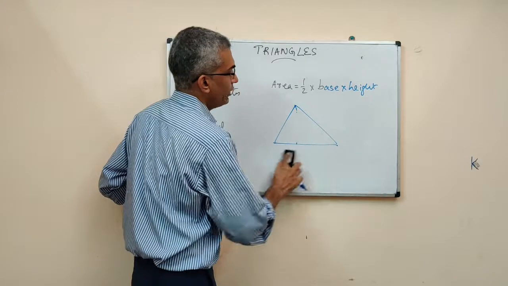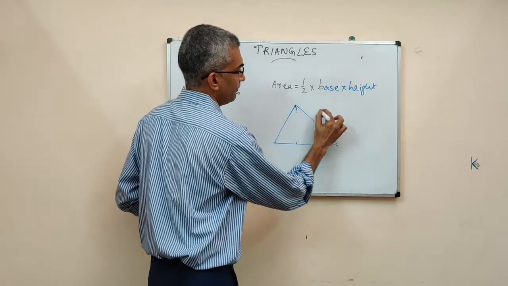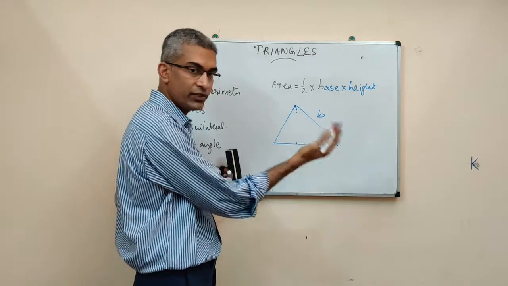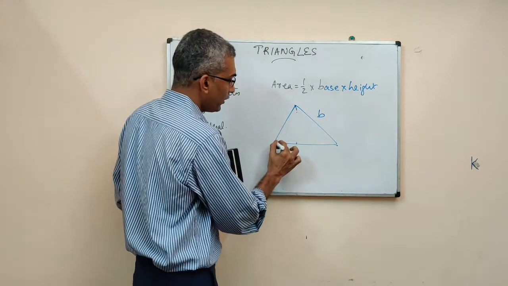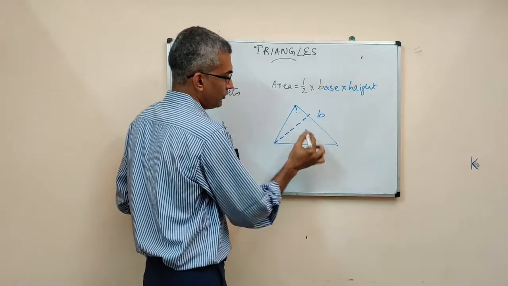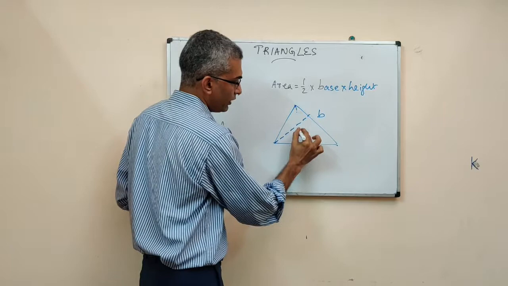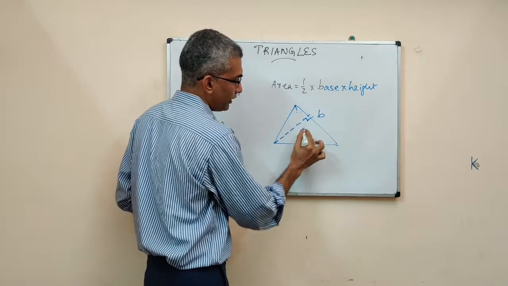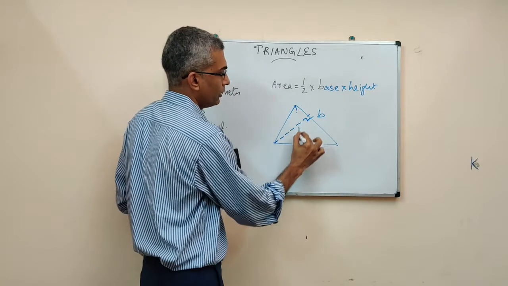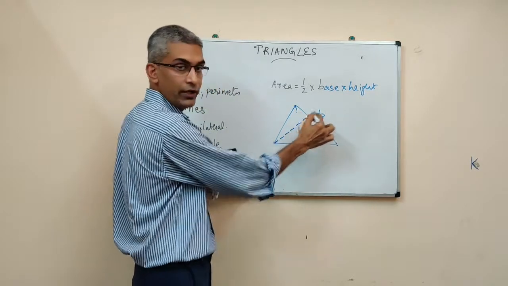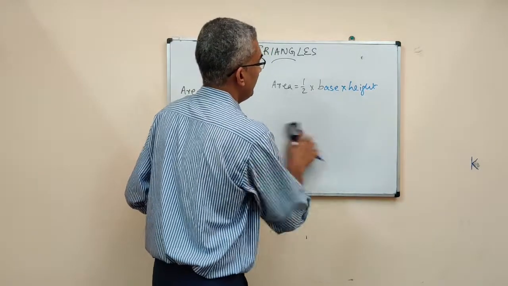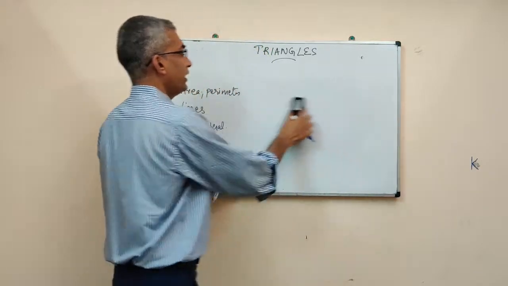If I know this value, I can consider any side as the base. It is immaterial which side I consider as the base. The only thing is, I should know the altitude. The altitude should be the perpendicular drawn to this side from the other vertex. So if I take this as the base, this should be the altitude. This is one method of finding the area of a triangle.